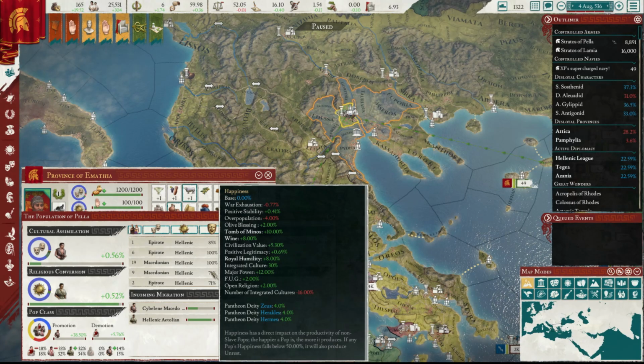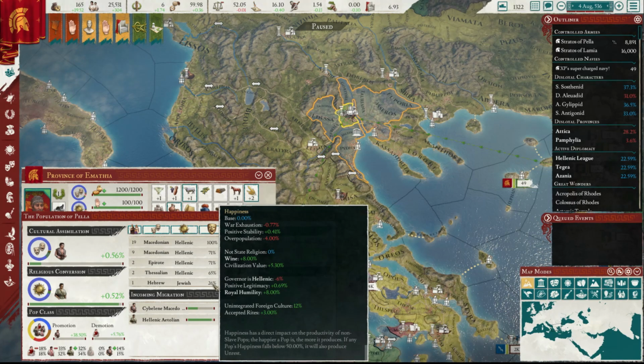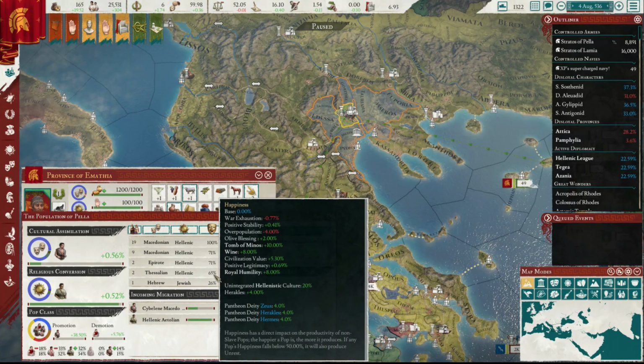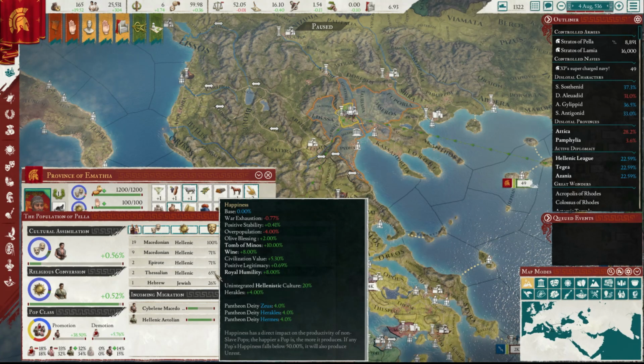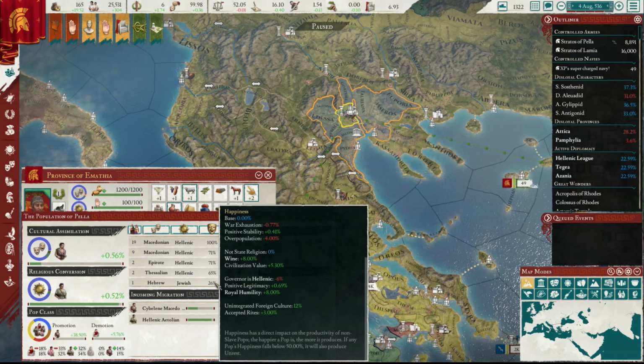Why? Well, pops that are of your culture group are easier to keep happy, meaning you do not need to waste your integrated culture status on them. Unintegrated culture pops that are part of your culture group have higher base happiness than unintegrated pops of a different culture group. Of course, if your land only has pops that belong to your culture group, then integrate the cultures that have the highest pop count.